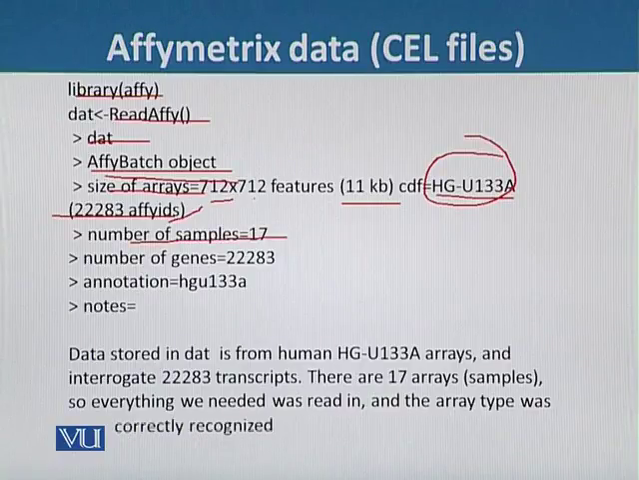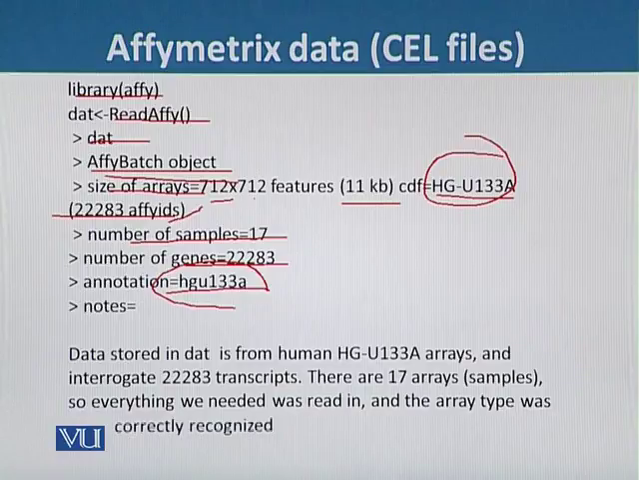So the number of samples is 17, the number of genes is 22,283, and the annotation name is human GU133A. So we can see here that the data stored in this AffyBatch object is from human arrays, and it has 22,283 transcripts, 17 arrays, and some other information.